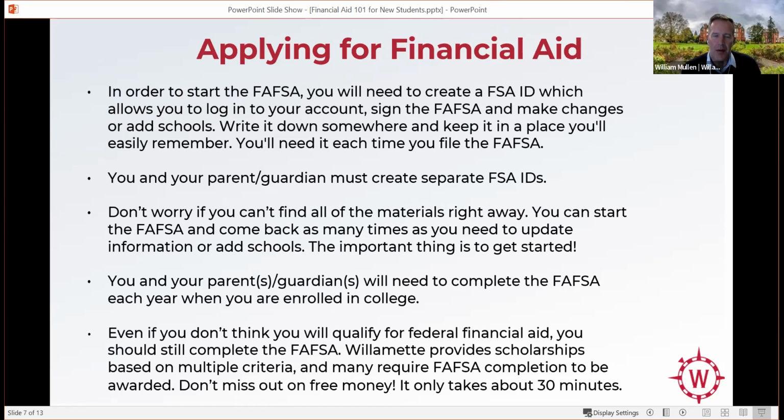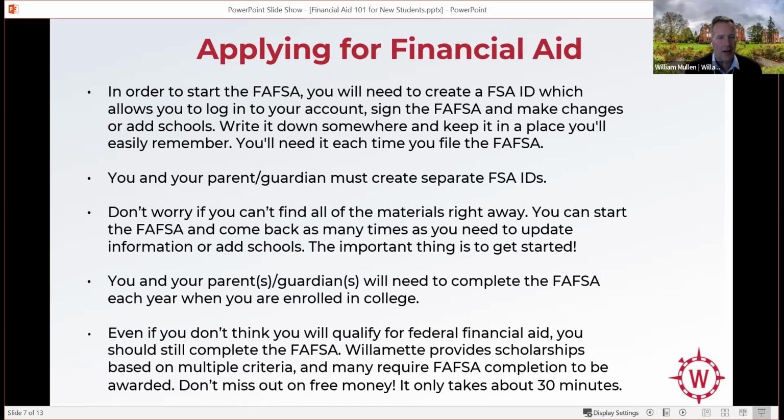So the way they do it is you create a FAFSA ID, which allows you to log into your account. And you have to do this process first. I would recommend writing it down and keeping it someplace where you can remember it, because you'll have to use this each time you go to the FAFSA. You as a student and the parents have to have separate FAFSA IDs. So my daughter's in college right now. She has her own FAFSA ID. I have my own FAFSA ID. I've got mine written down.